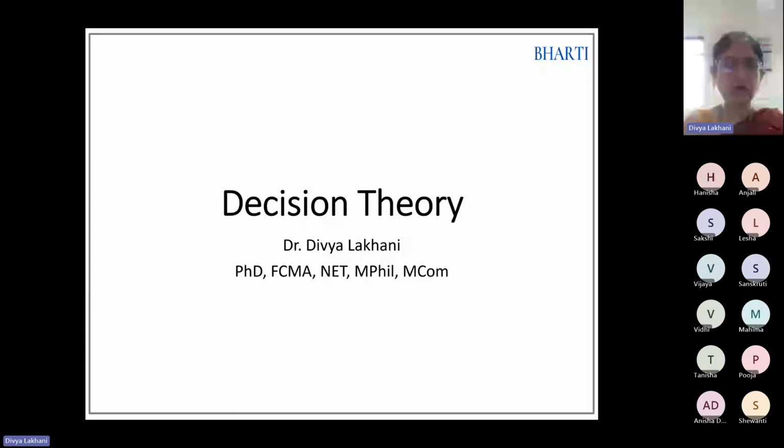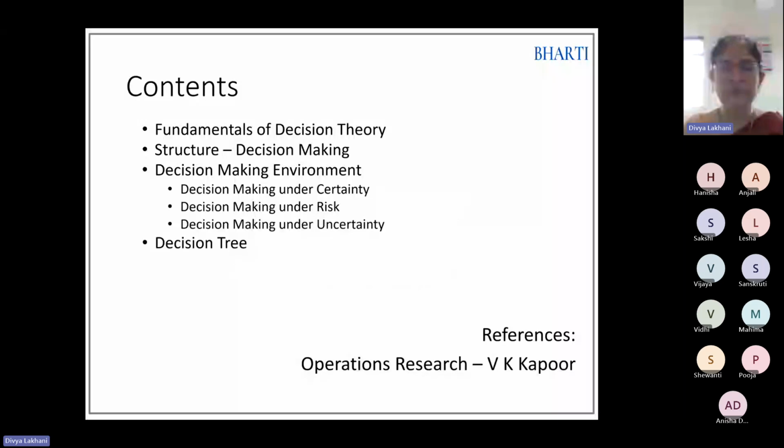So today we are starting with decision theory. The contents of this particular chapter are: first of all, we have to understand the concept of decision theory, what the different decision making environments are, and the decision tree. This material has been extensively sourced from Operations Research by VK Kapoor.